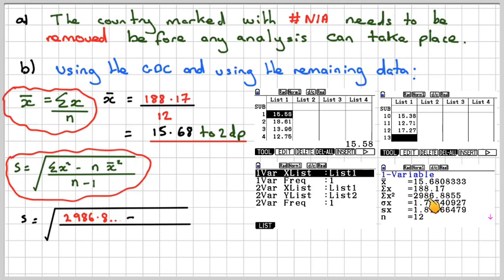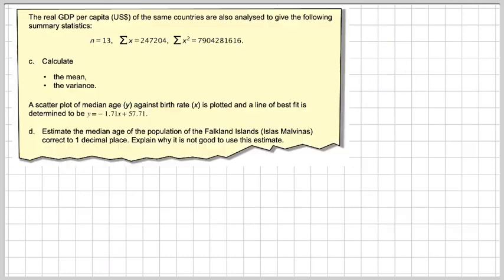So that's going to be taking the numbers from the calculator. You've got these numbers here, 2986 point dot dot minus 12 times the mean that you just calculated. Obviously, don't round anything off, but you'd have that value in your calculator over 12 minus 1 in our case, which will give this value here, 1.81 to 2 decimal places. You don't need to use the formulas here, but you would in the next part of the question.